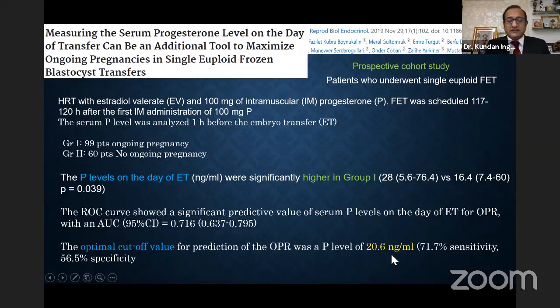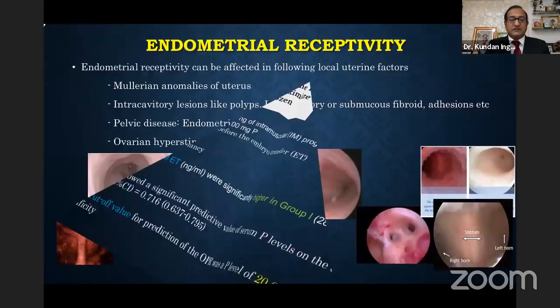So this can be another good evidence to say that to maximize our ongoing pregnancy rate, if we have progesterone levels achieving beyond 20.6 nanogram per ml, then I think that will be a good strategy to optimize our results.